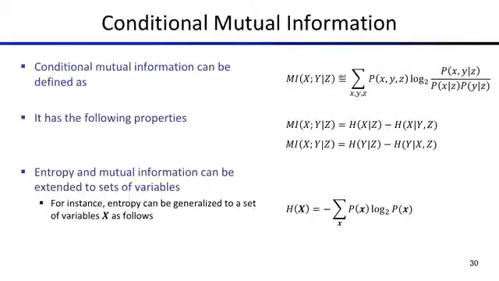Okay, we can take one step further and define a conditional mutual information. The conditional mutual information will be very similar to the mutual information, but we're now conditioning the probabilities on a third variable, z. And as we saw that the mutual information can be understood as a difference between entropy and conditional entropy, this also happens here. And we can extend the notions of entropy and mutual information to sets of variables as it's expressed here.